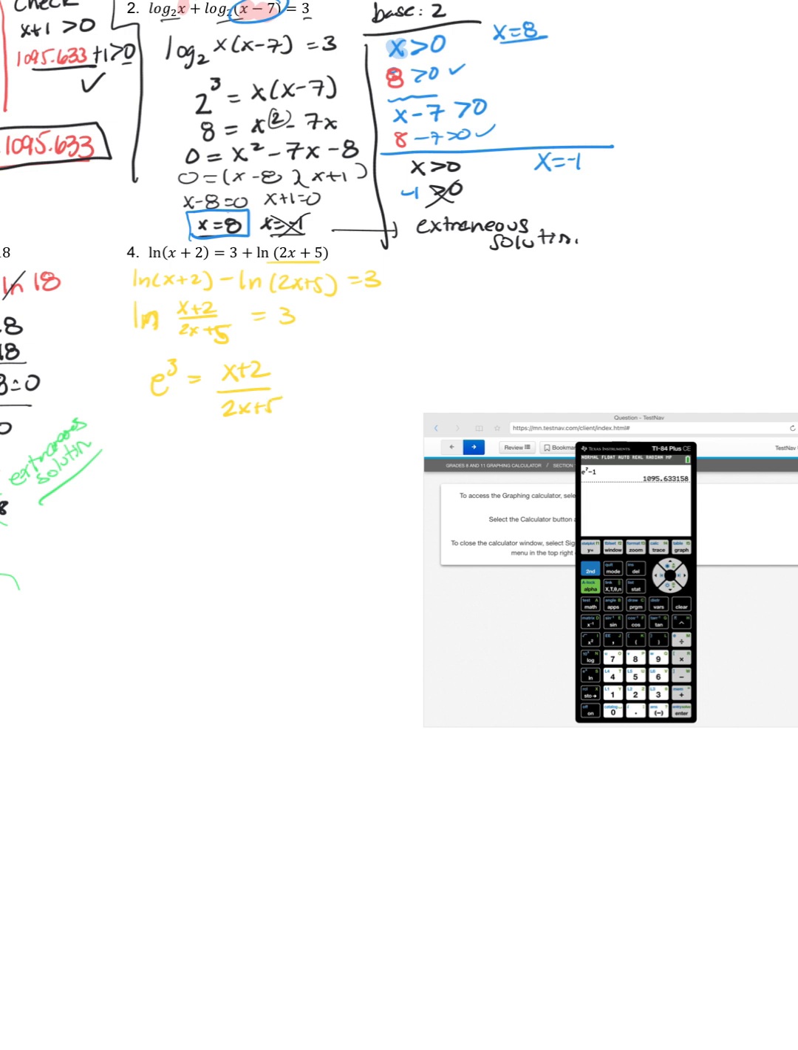Now I got to solve for x. The problem is I have this fraction, so remember, if you put this over 1, we can cross multiply these. So we get e cubed times 2x plus 5 equals x plus 2. Now I need to solve for x, but if this was like 4 times x plus 1 equals x minus 2, you would distribute the 4 first. Well, e cubed is just a number, so I'm going to distribute it. So I have 2x e cubed, and then 5e cubed, and that equals x plus 2.